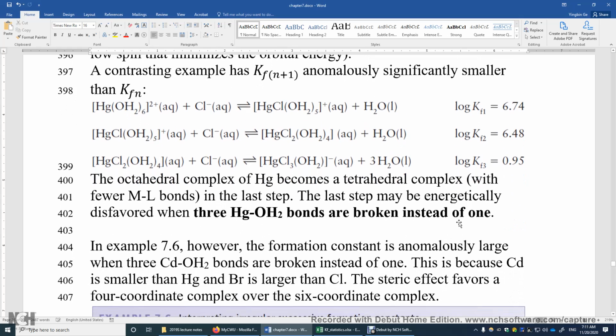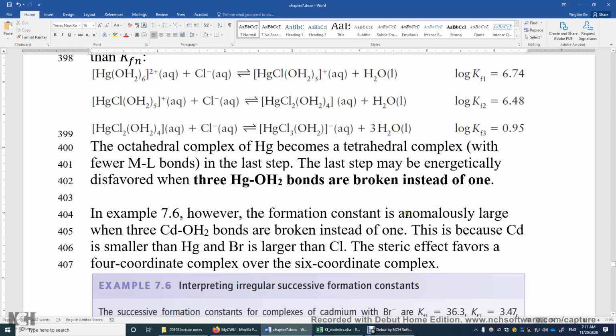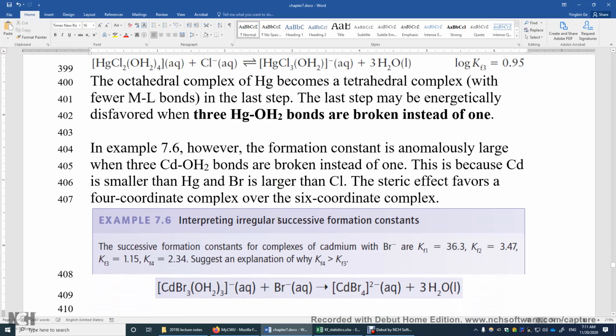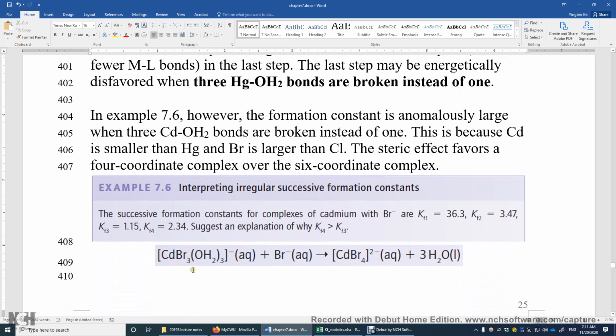All right. But then we have another anomaly here. In this case, let's look at this reaction. We are talking about using bromido ligand to replace aqua ligand here. And now let's look at this formation constant. 36.3 and 3.47. Those are the absolute values. Those are not logarithms. So these numbers are fairly close to each other. And then the third formation constant, 1.15. The fourth one is 2.34. So this one is a little bigger than this one.